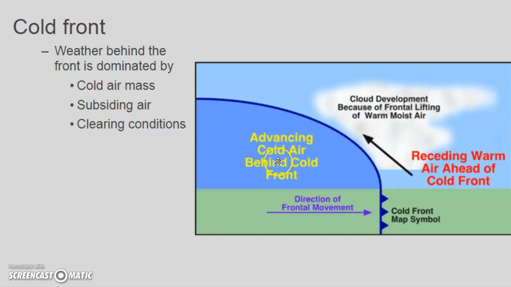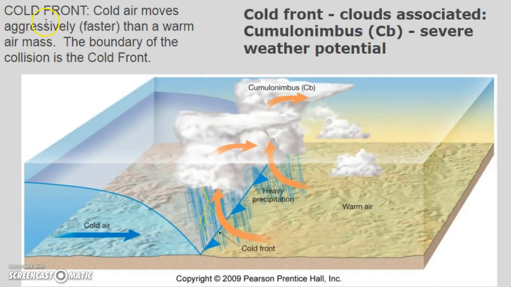So this is the cold front. It's advancing cold air behind the cold front itself. It's moving into the warm air, pushing the air aloft, and you're creating these cumulonimbus clouds. The weather behind the front is dominated by a colder air mass, so the temperatures are going to drop. The air is going to be sinking behind it, subsiding air, and the conditions are going to clear out. So a cold front moving through actually clears out the air behind it. Even though the temperatures are cooler, generally the conditions get much, much clearer. So the cold front is where the cold air moves aggressively, faster than the warm air mass.